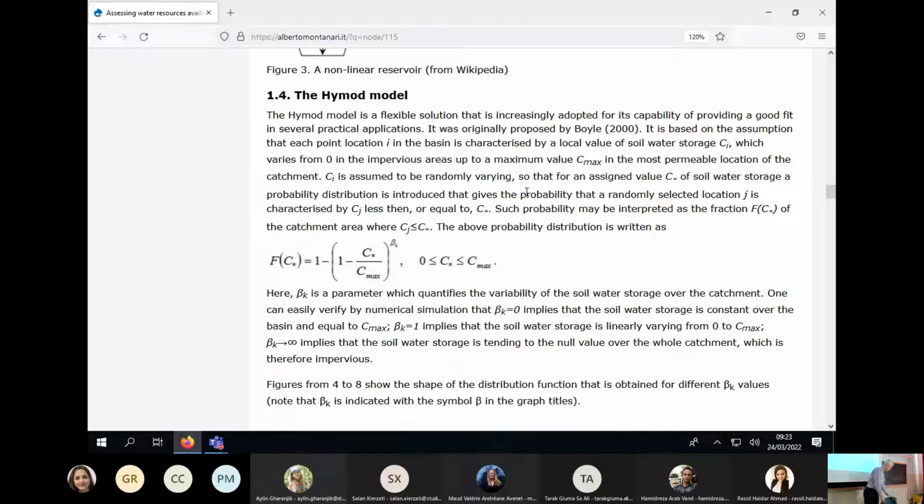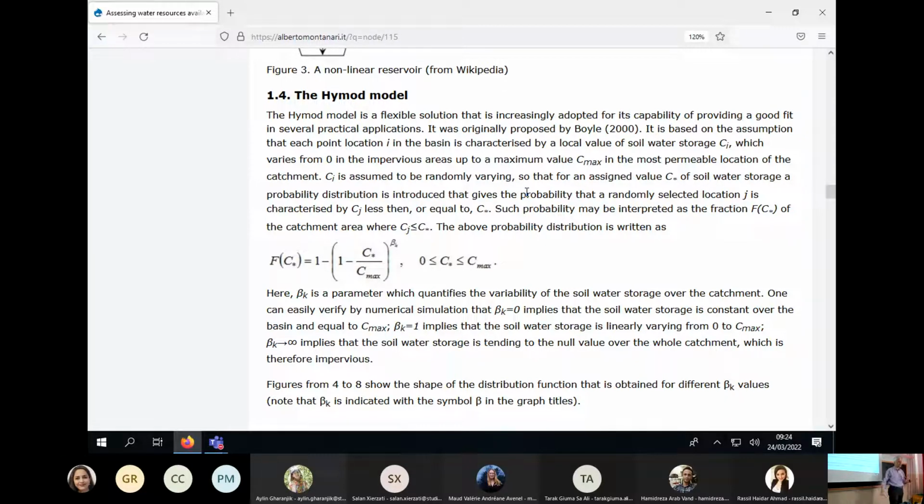Just to briefly recall what we did: we are talking about rainfall runoff modeling, the deductive assessment of water resources availability. After talking about inductive methods, we turned to deductive ones, and we studied the rational formula and the linear reservoir. We made a brief mention of the nonlinear reservoir, and now we are introducing the IMOD model.